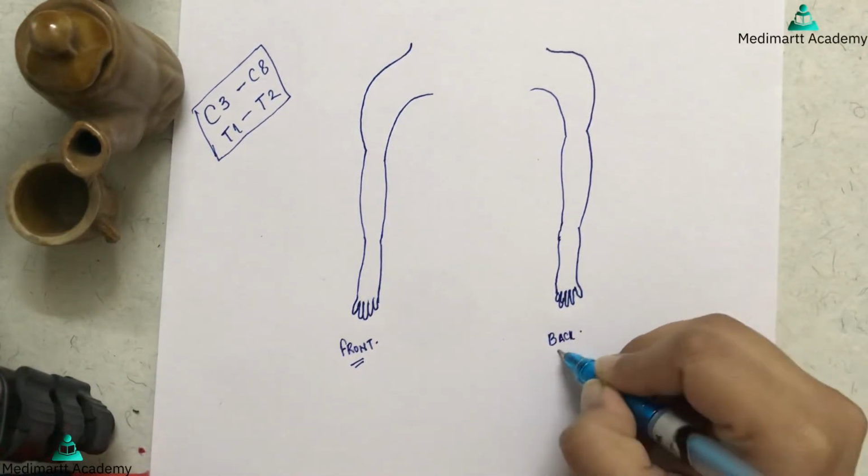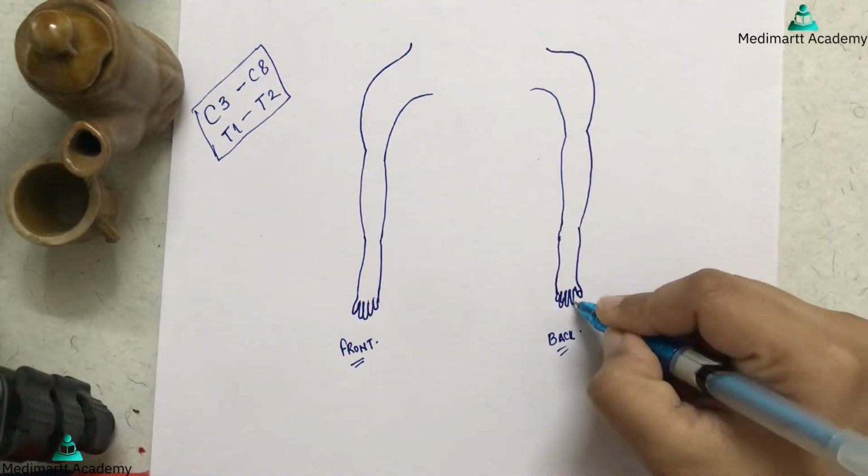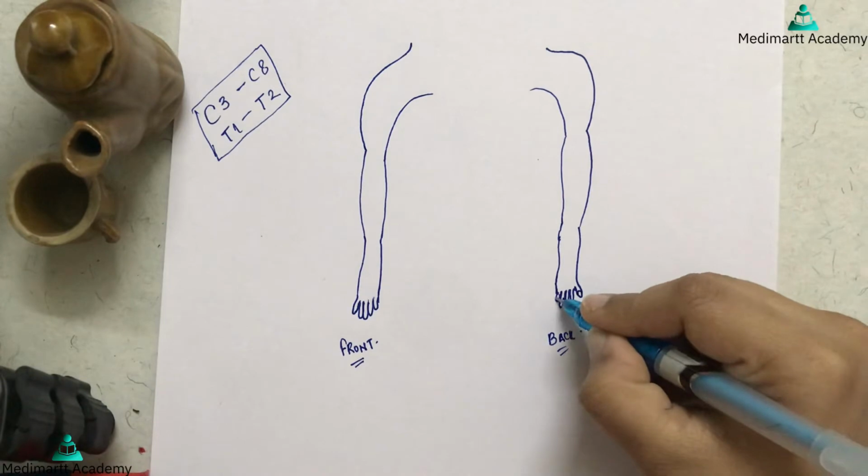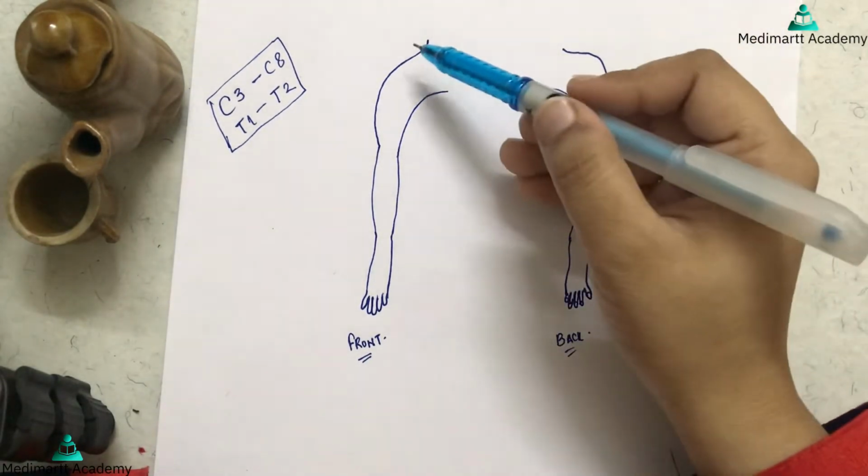Since it's a back view, as we know, when we keep our hands like this, we can see the nails, so you can draw the nails over here. This is your hand drawing. Always remember 3 curves.